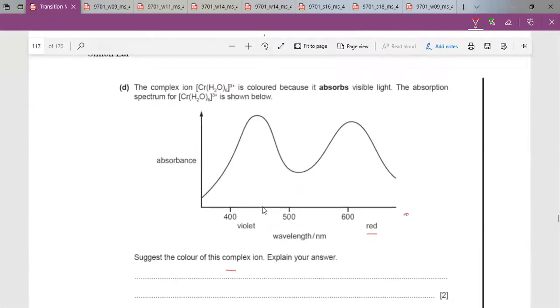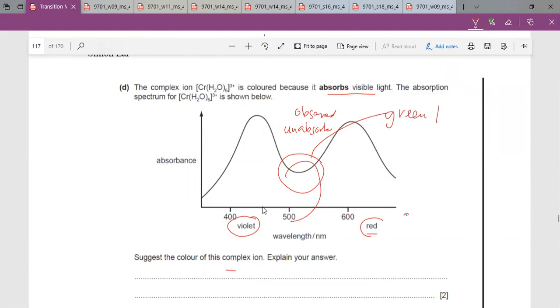Now they give you the absorption spectrum. There are two questions with this absorption spectra. Here's one of them. The complex chromium 3+ aqua is colored because it absorbs in the visible region. True or not? The absorption spectrum is shown below. They give you violet here, and this right here is unabsorbed. That means it is what is observed, isn't it? Of course, find out here what is green. Green or yellow, up to you. It means what you see is a green color, green or yellow.